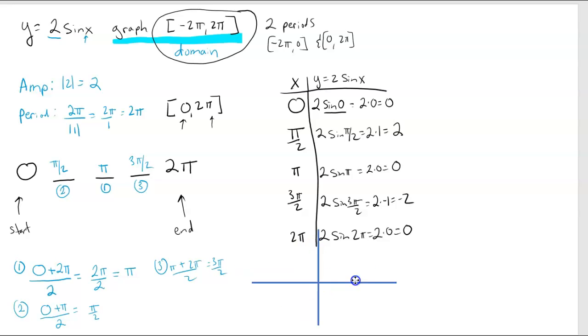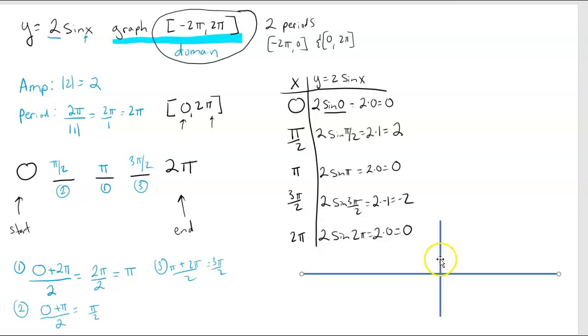Let's see if I can, oh, perfect. And I'm going to make this just a little bit longer on both sides. Okay, perfect. Okay, so let's go ahead and make some intervals. So I'm going to call this pi over 2. This will be pi, 3 pi over 2, and then 2 pi. I'm going to go as high as 2 and as low as negative 2. All right, so let's see what this looks like. Let me use a different color, purple.